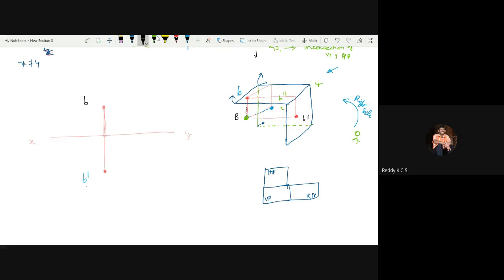So when it is opened here, the B dash locus and B double dash locus lie on the same line, because it is 90 degrees here. When I open like this, B dash and B double dash will come in a straight line. So this is the point B, this is the point B dash, and this is the B double dash. When I open this one, it looks like this.